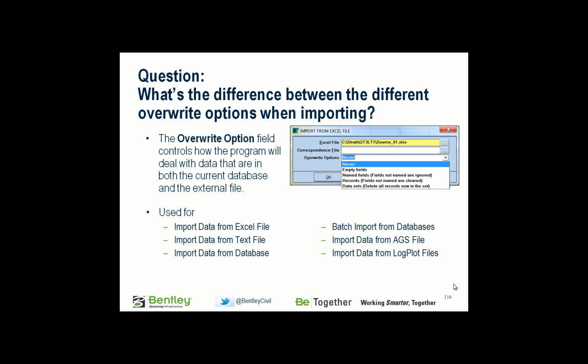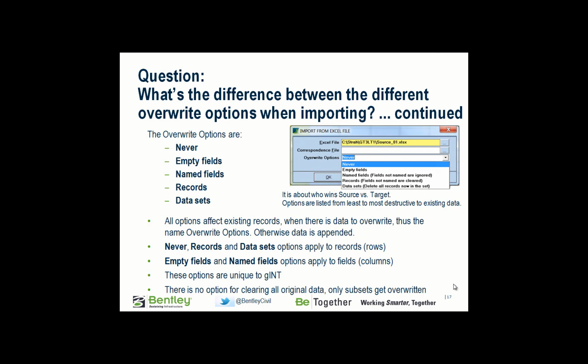Then importing data from an AGS file. AGS is a special format for geotechnical and geoenvironmental data exchange. And then importing data from log plot files. Some clients may have used log plot in the past or received log plot files from other companies, and if they currently use gINT, again they want to consolidate and centralize everything in gINT, so that can be done with these procedures. So what are the override options?